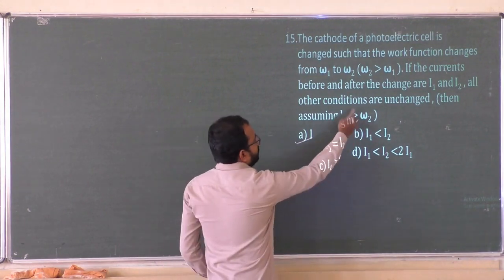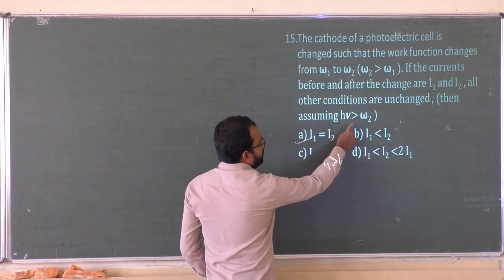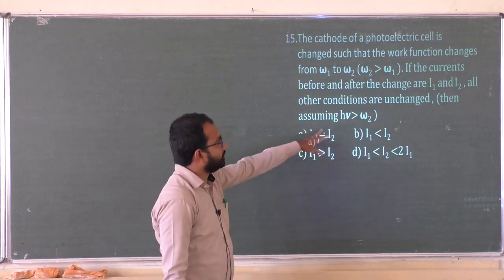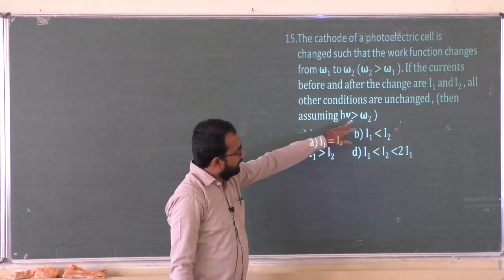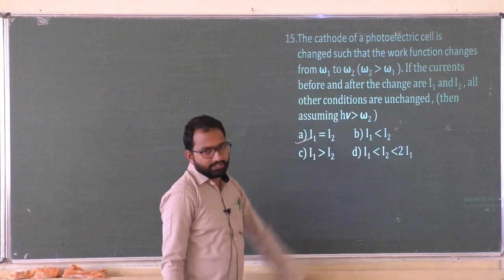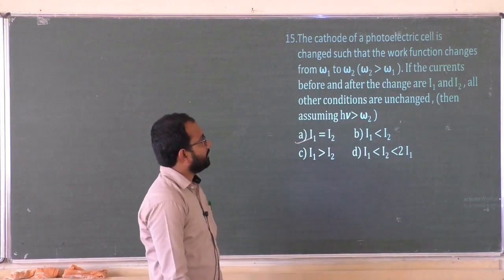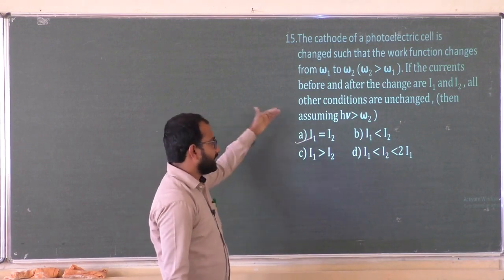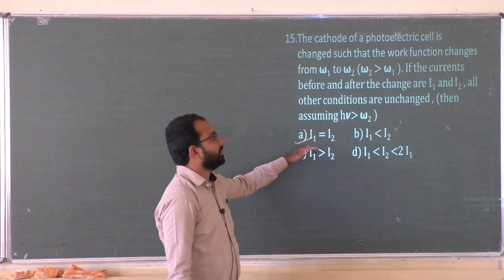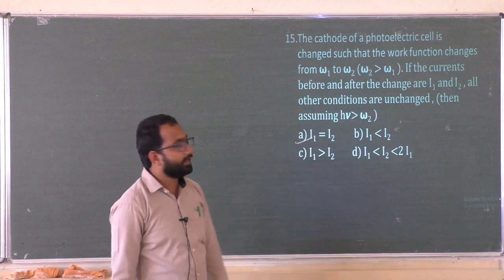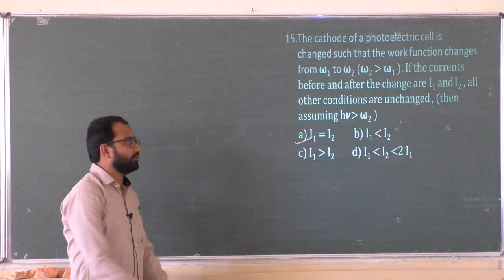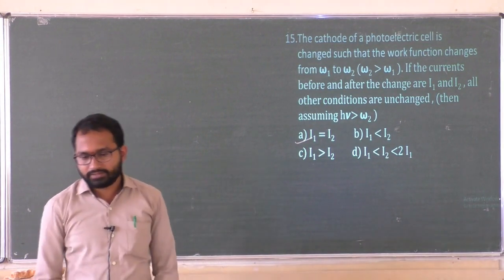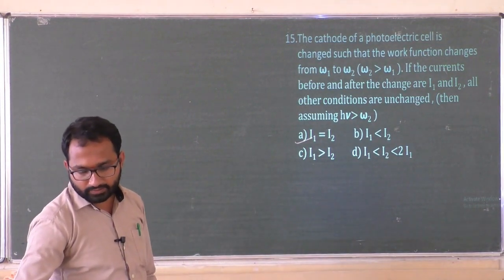Then here it is given h nu is greater than omega 2. The work function of the second cathode used is less than the energy of incident photons. So naturally photoelectric emission takes place. In both cases, current will not change because you are not changing the intensity of incident photons. So therefore currents remain the same, I1 is equal to I2.